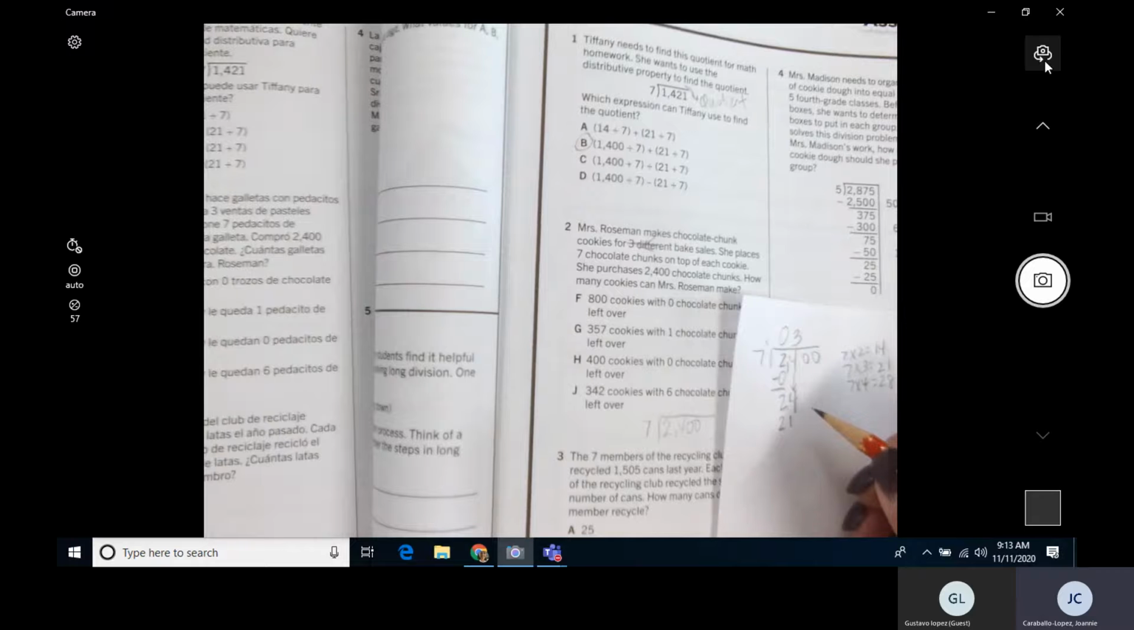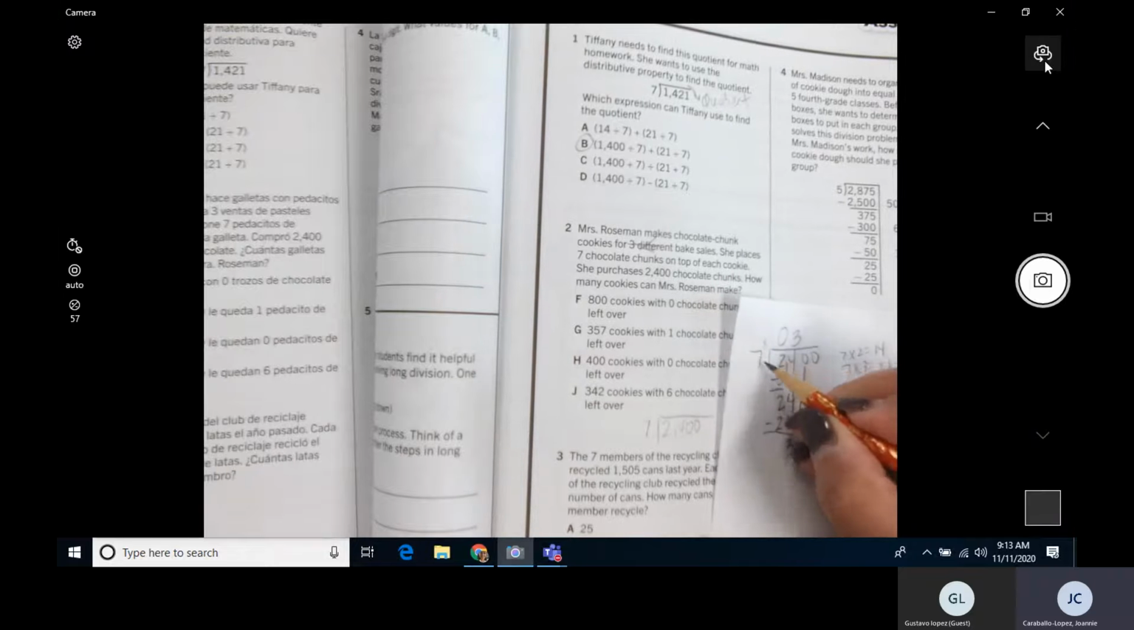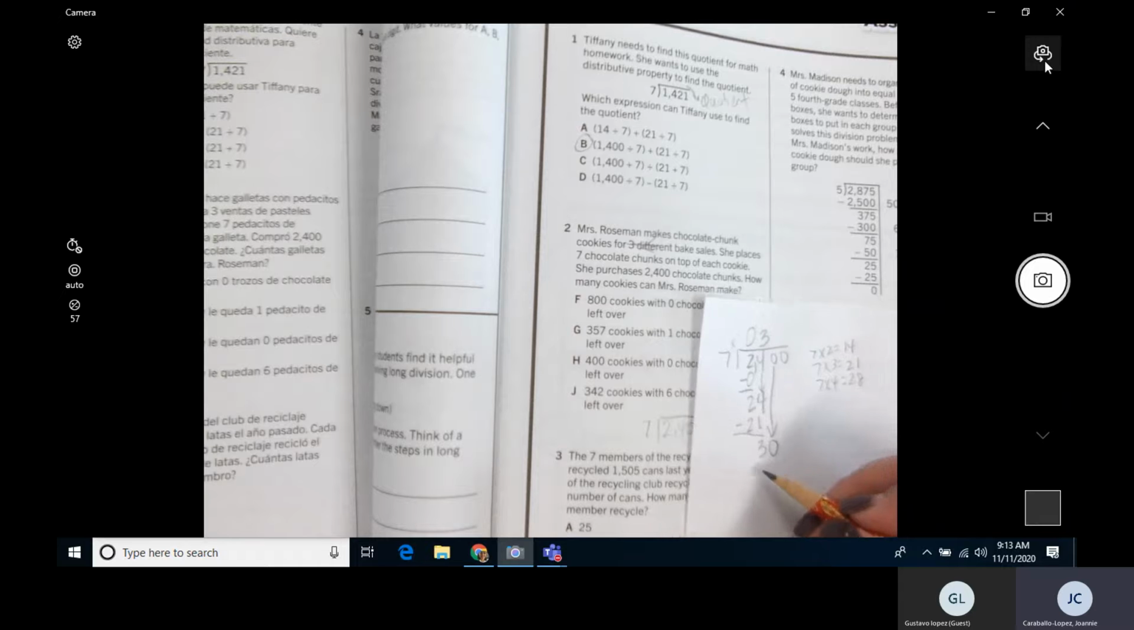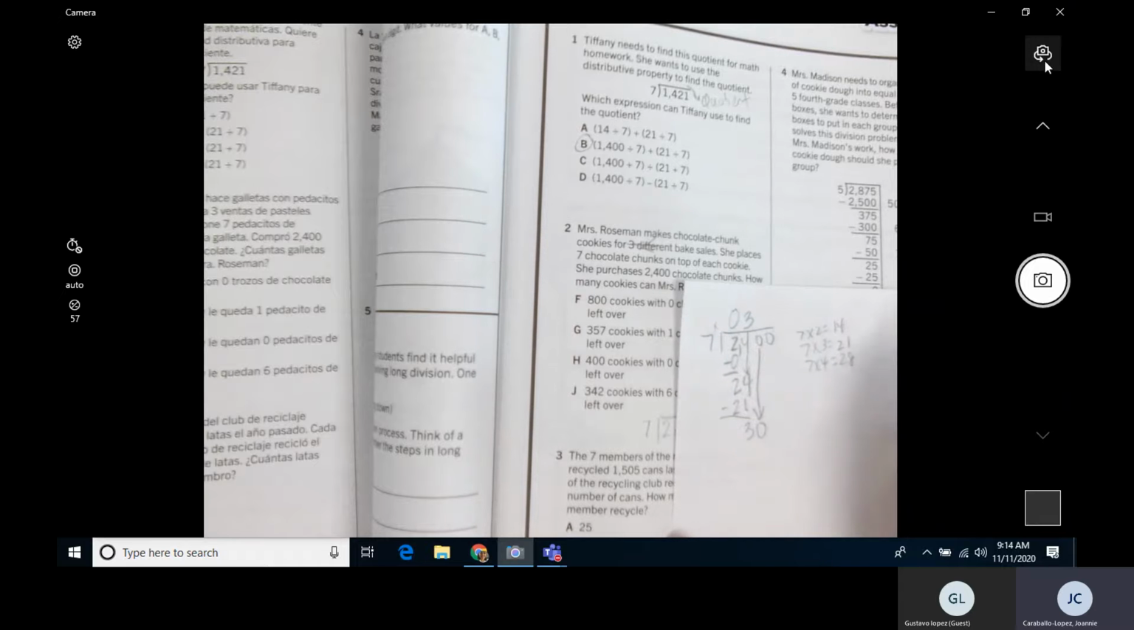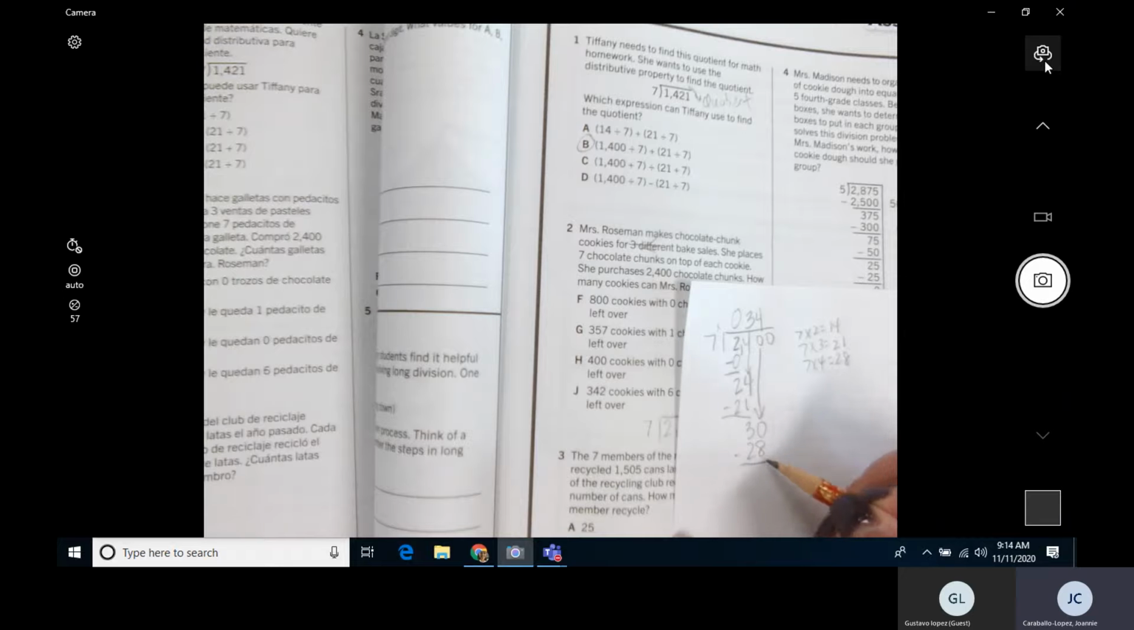What am I going to do next? ¿Qué voy a hacer próximo? Dígame. Restar. 4 menos 1 es 3, bajo el 0. Ahora, ¿qué número en la tabla del 7 está cerca al 30, pero no mayor de 30? Dígame, Omar. 4. So 7 por 4 es 28. Voy a restar otra vez. ¿Puedo restar 0 menos 8? No, tengo que tomar prestado del 3, se vuelve un 2 y aquí tenemos un 1. So 10 menos 8 es 2.